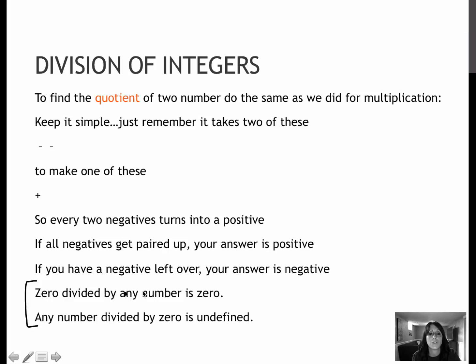So 0 divided by any number is 0. So 0 divided by 3 means I have 0 items divided into 3 parts, so everybody gets nothing. However, any number divided by 0 is undefined. So if I have 3 items and I'm breaking it into 0 parts, we say that we can't do that, so it's undefined.